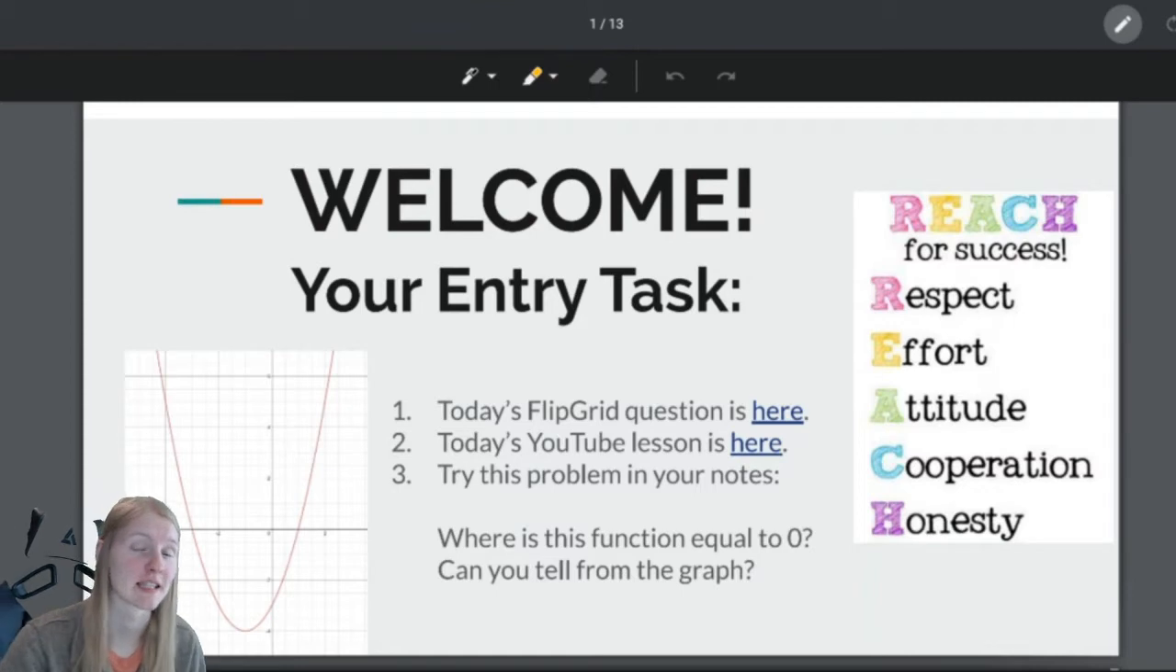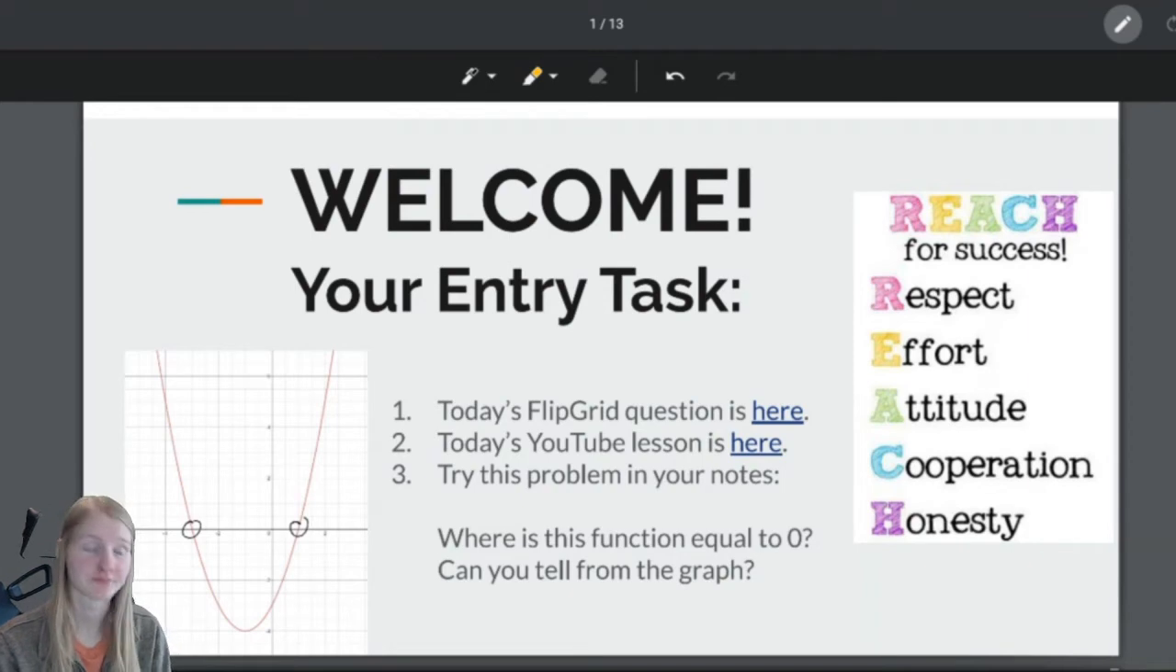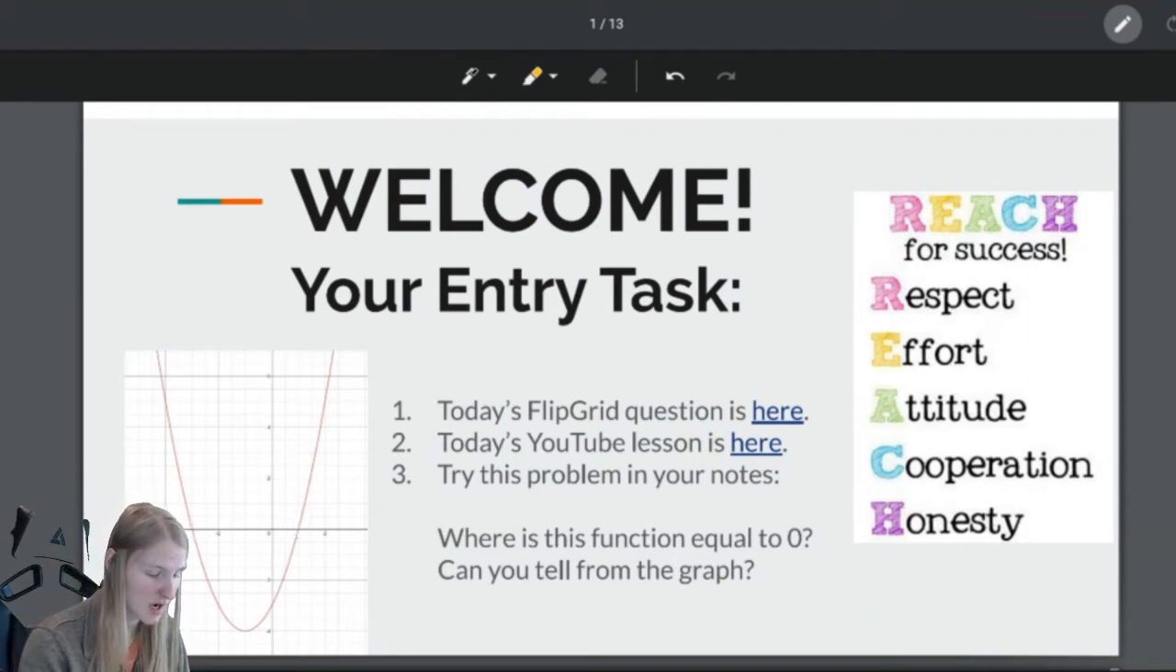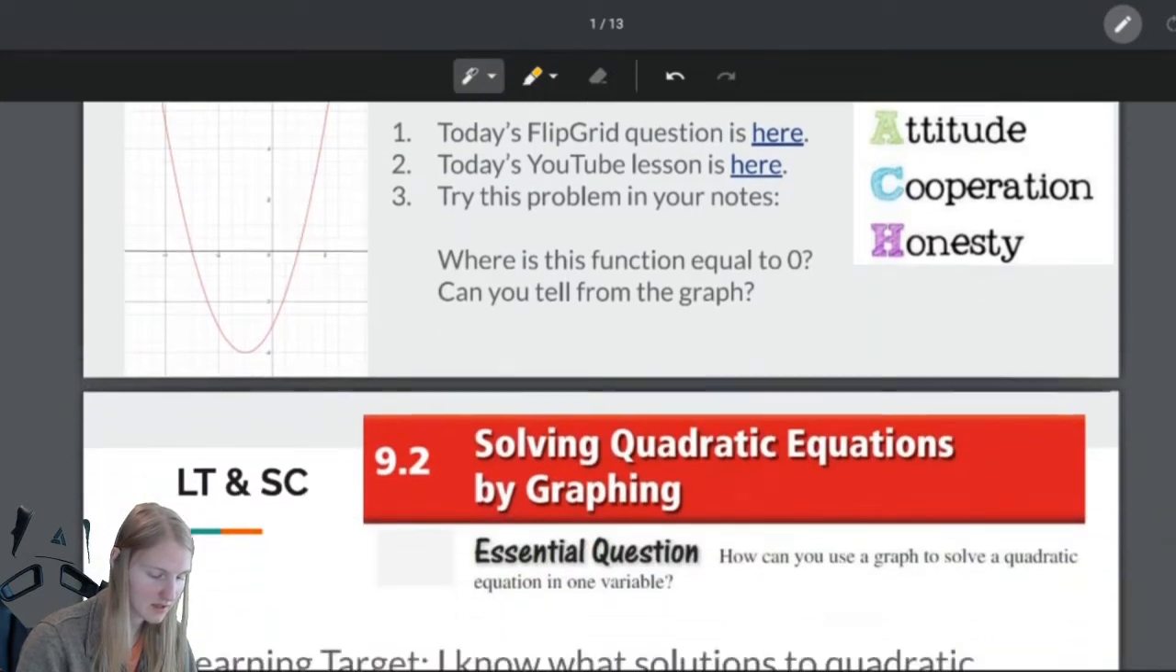That is what today's lesson is about. We'll be answering that question today. The quick answer is wherever the graph crosses the x-axis. That's the quick answer, but we're going to jump more into that as we go through the lesson today.